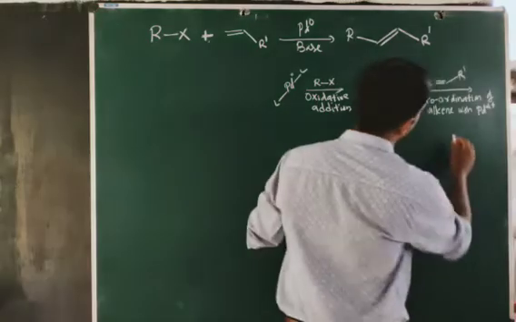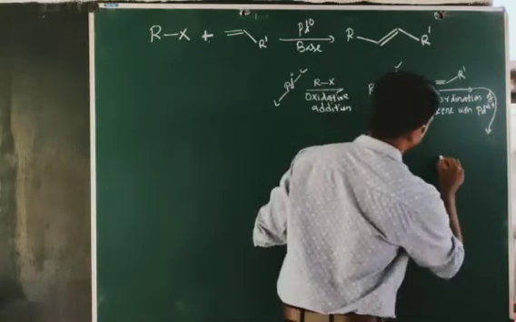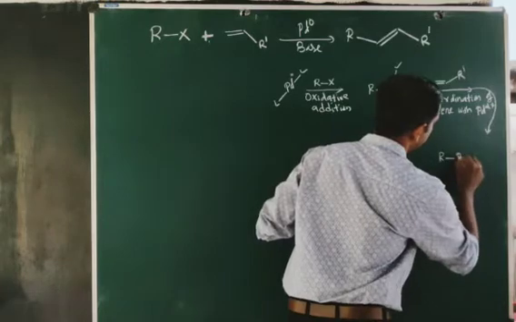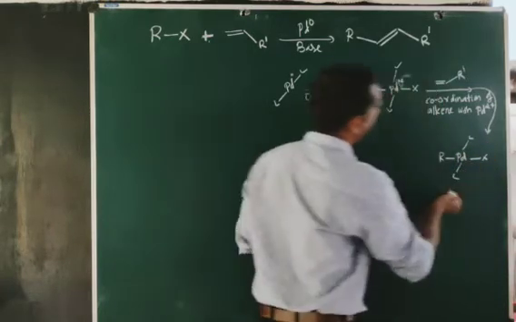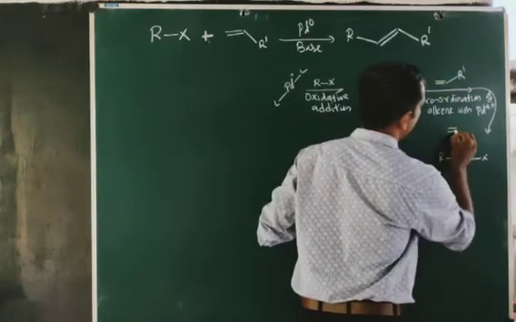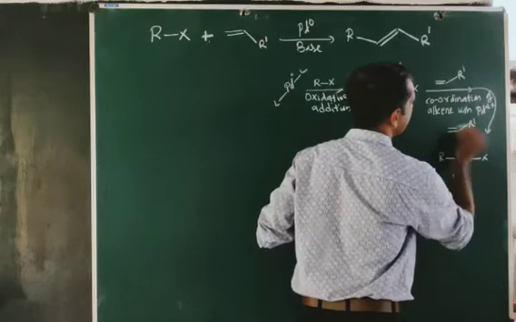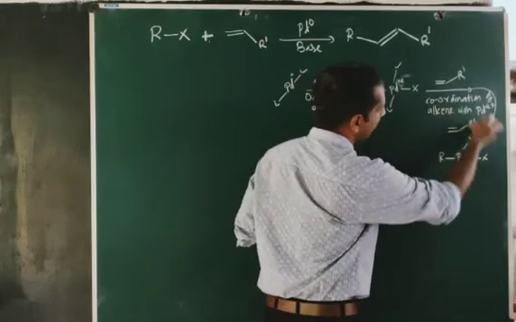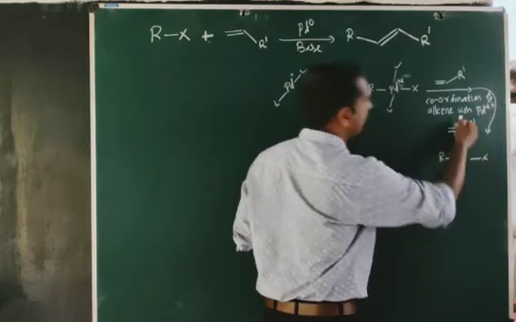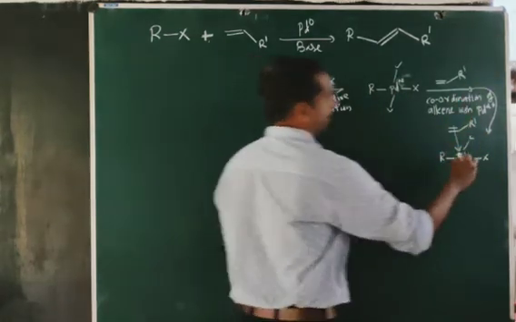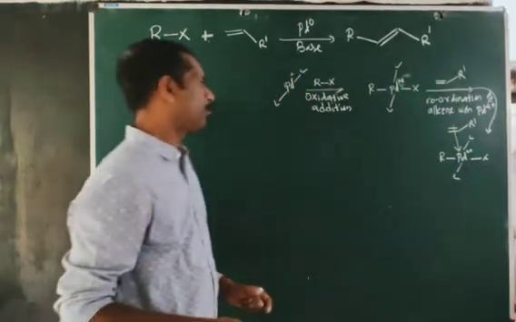Look at here, this step only I am writing here. You can see that here it is our R-Pd, here it is X, and here it is L, and here is L, and this is our alkene with R'. What do you mean by coordination of alkene with Pd2+? That means there is an interaction between this alkene pi bond and Pd2+. This is what is known as coordination of alkene with Pd2+.